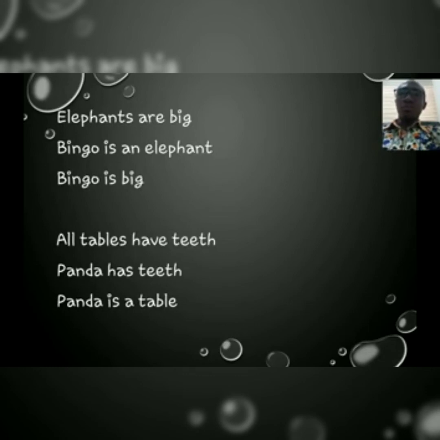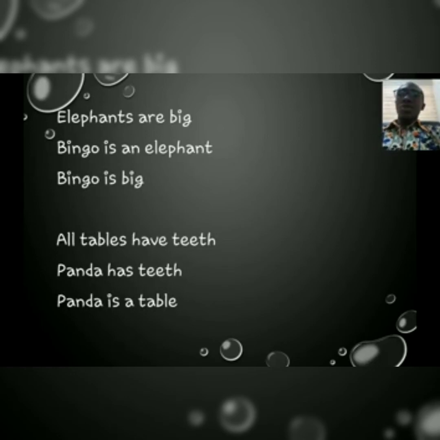Elephants are big. Bingo is an elephant. Bingo is big. I hope for now you can easily tell whether it's valid or not valid. Elephants are big. Bingo is an elephant. Then Bingo is big. Yes, it's valid because the claim that Bingo is big follows directly from the two premises. Elephants are big and Bingo happens to be an elephant. So automatically Bingo is big. Good.